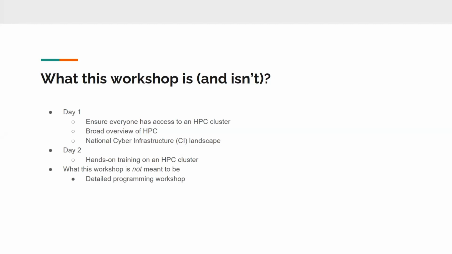So what this workshop is and isn't. We will ensure that everyone has access to a HPC cluster and give you a broad overview of high performance computing, not just here at UCSD, but also national resources available in the country. So the third bullet point, national cyberinfrastructure landscape, refers to all the different resource providers, and especially through this program called NSF ACCESS, which I will explain through this workshop.